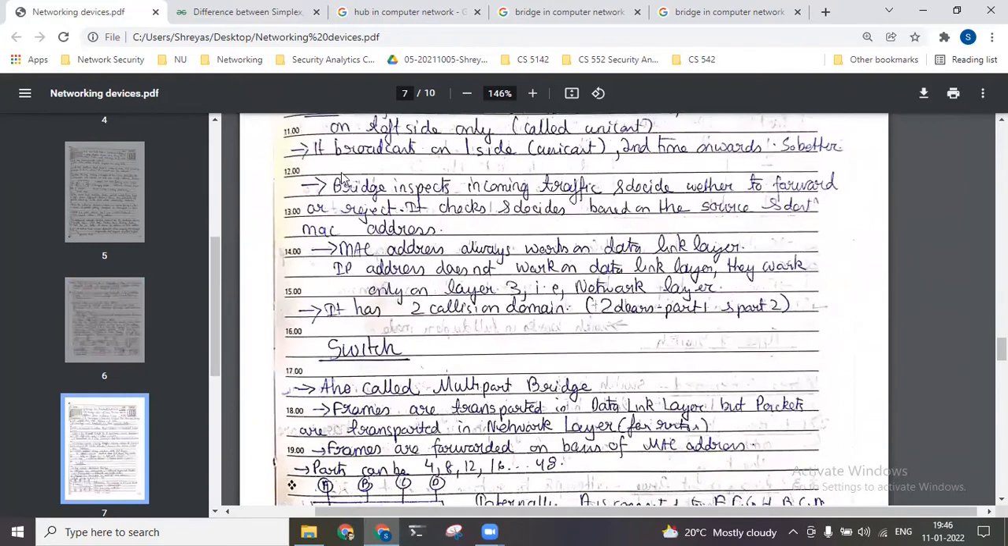So when we broadcast on one side, it's called unicast, and it happens from the second time onwards. The first time it will broadcast in both domains, but the second time it is broadcasting on only one side, so it is a bit better.